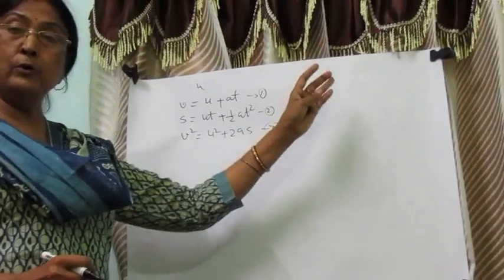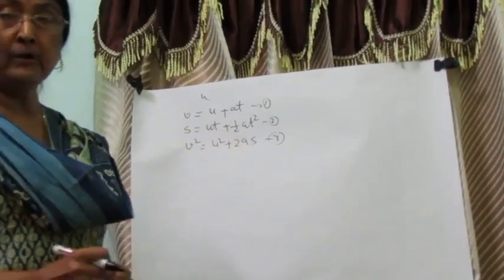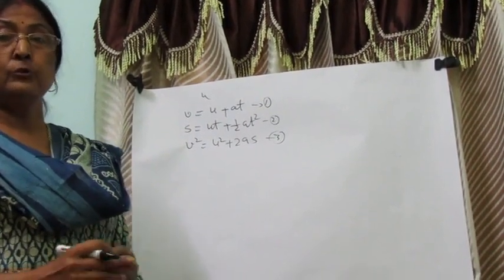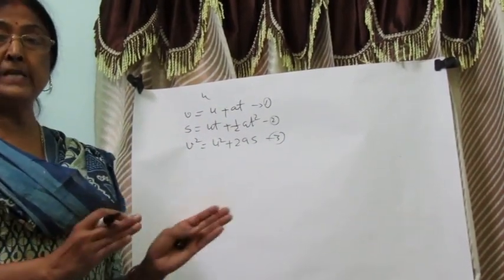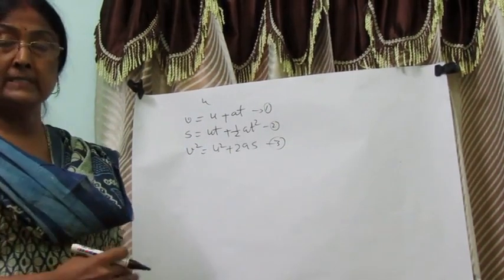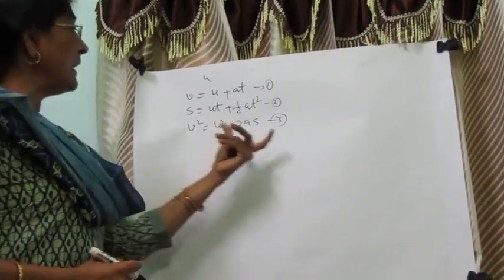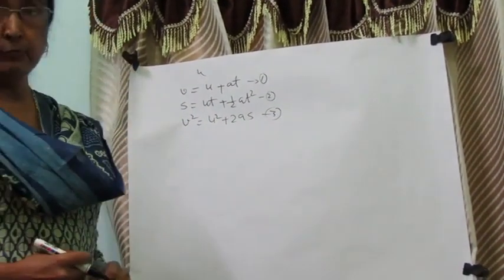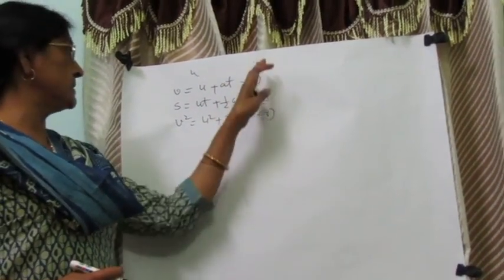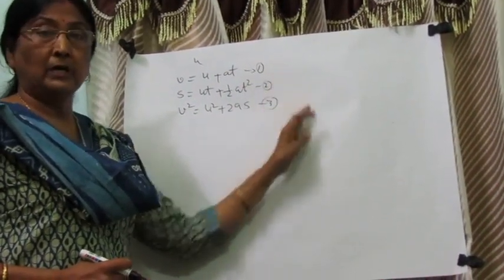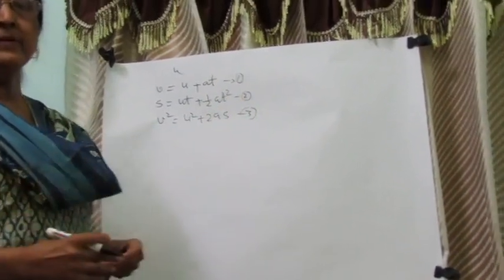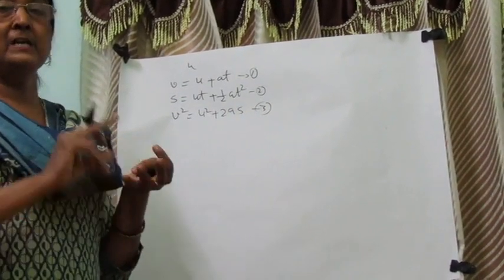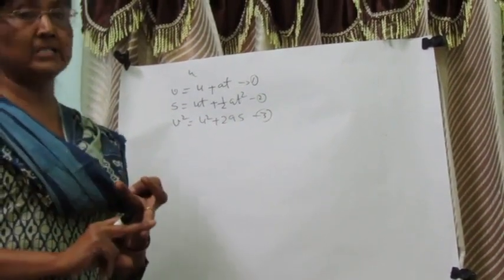Now we know that if a moving object moves with constant acceleration, its velocity will change after each second. So this motion of this object is called accelerated motion. Now these equations we are going to derive from a moving object which has an initial velocity, a final velocity and a constant acceleration.